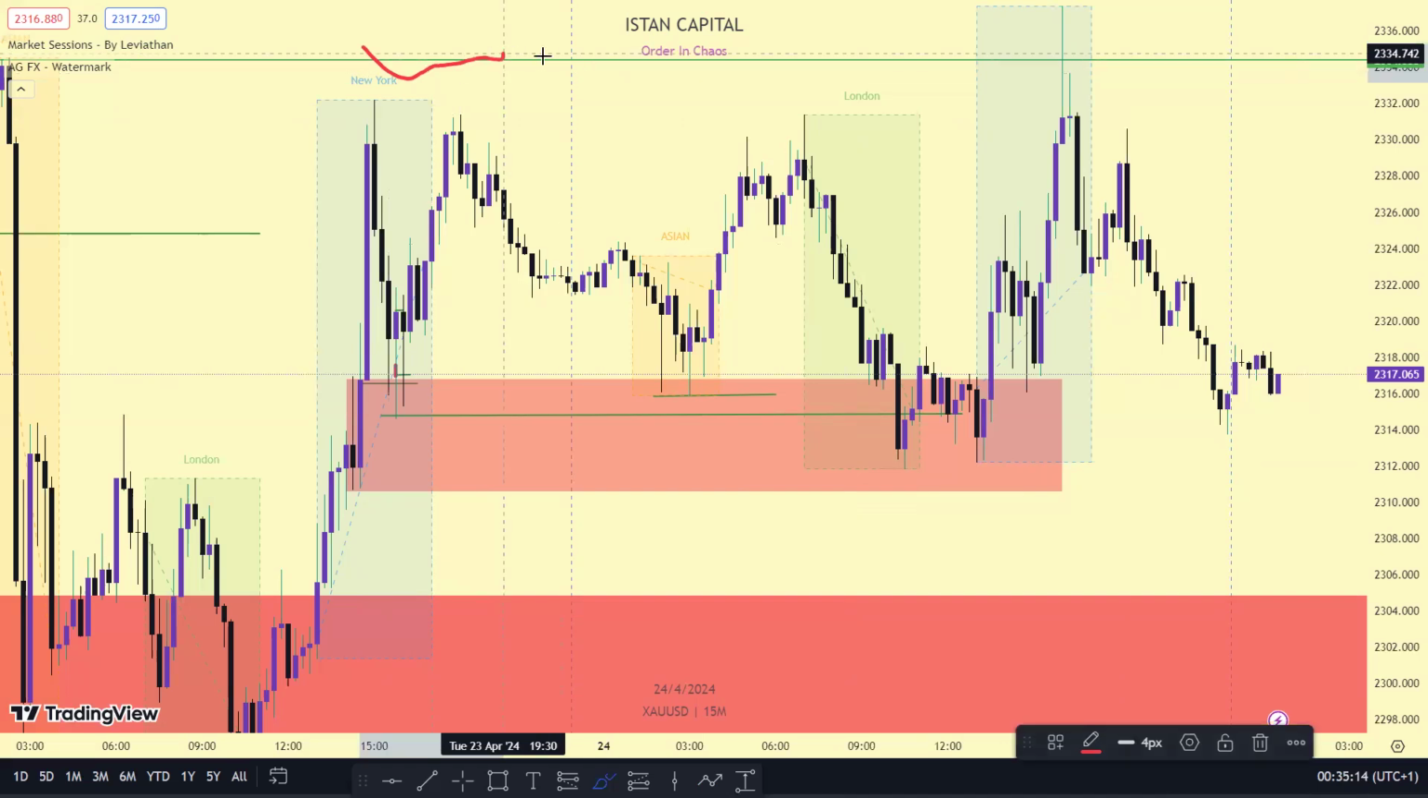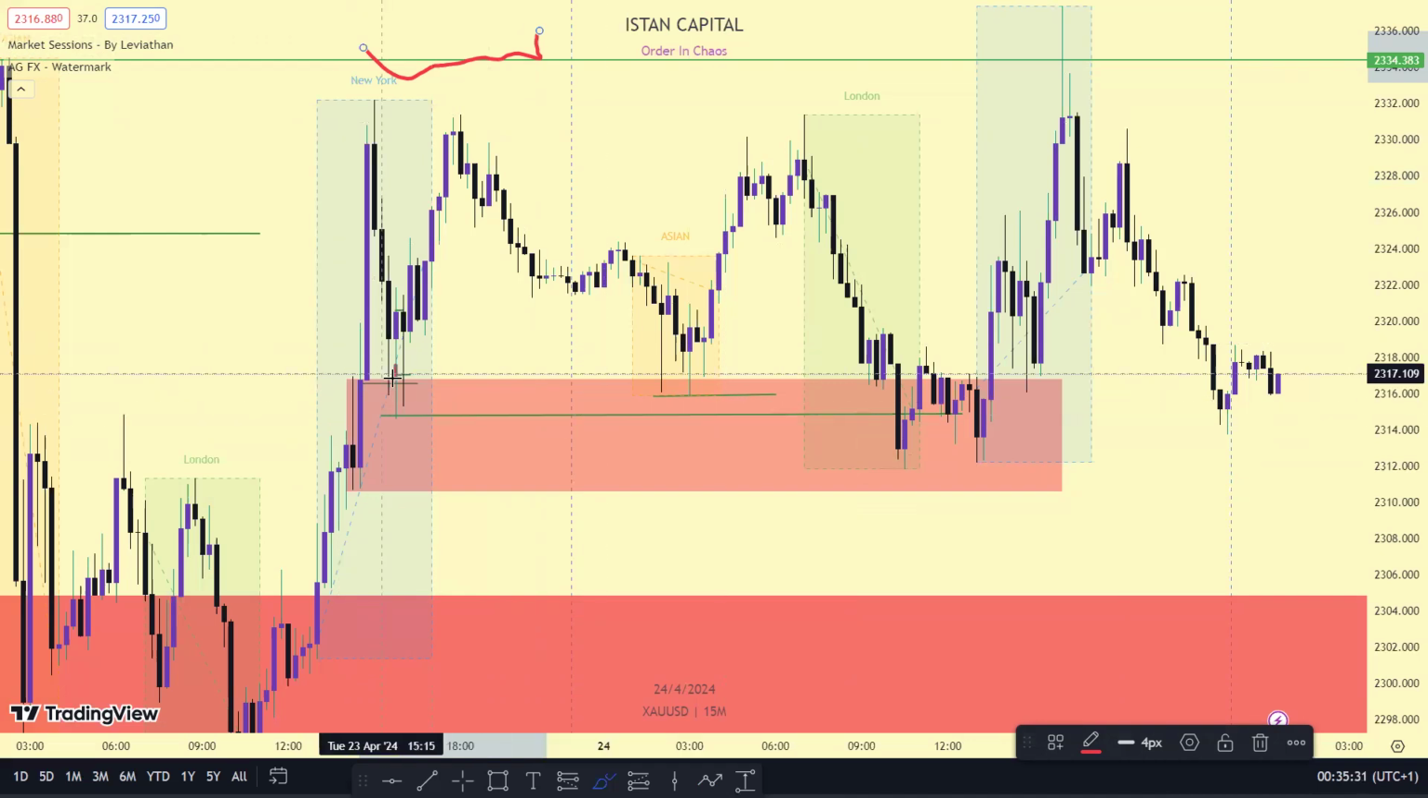Previous daily high liquidity. The same thing over and over again, guys. I do not trade without liquidity. If this zone was just a normal zone and the market just went up and started coming back down, I would not buy from here.